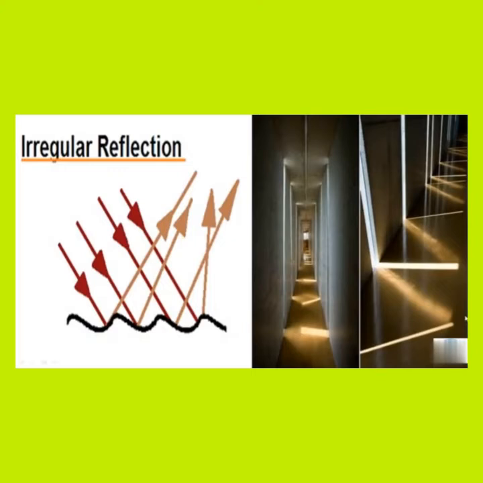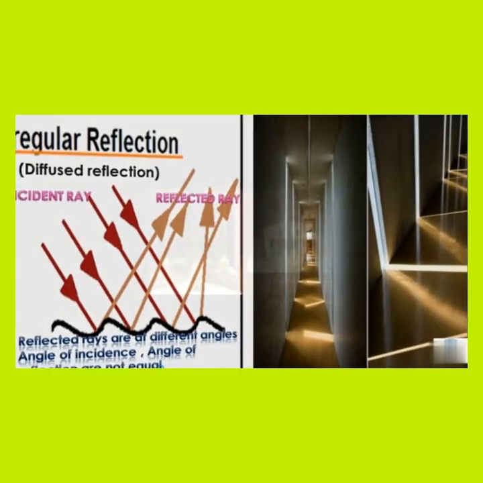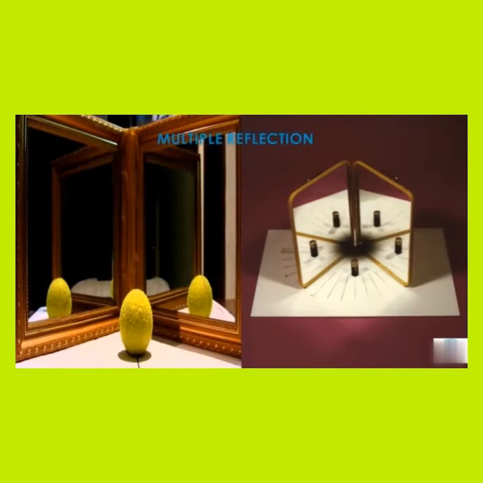Next, irregular reflection. Irregular reflection is also known as diffused reflection. When light falls on a rough or irregular surface, the light rays are reflected at different angles. The angle of incidence and the angle of reflection of each ray are not equal. Hence, a clear image is not formed. Example, reflection of light from a wall.